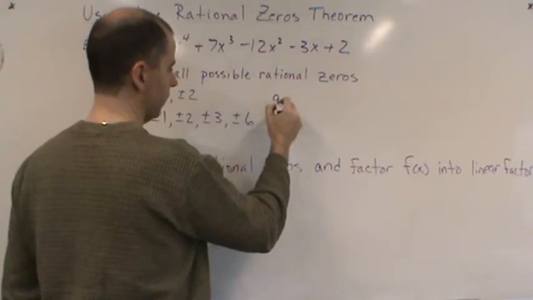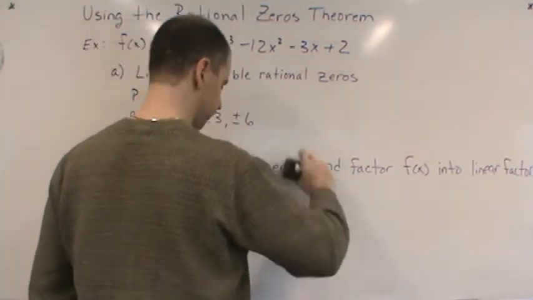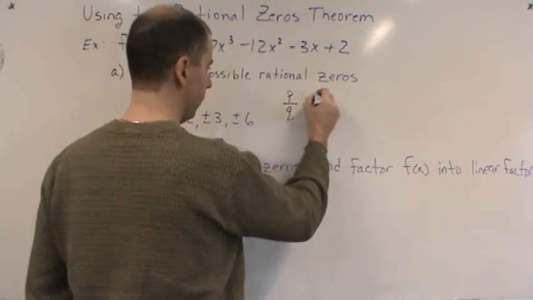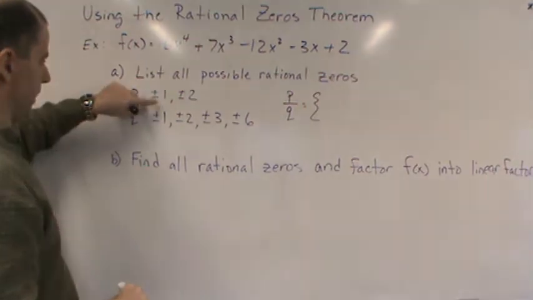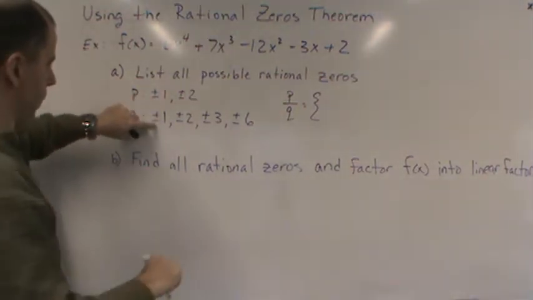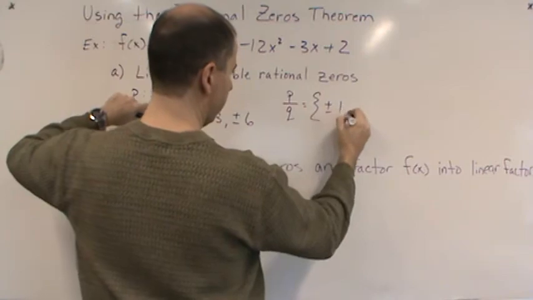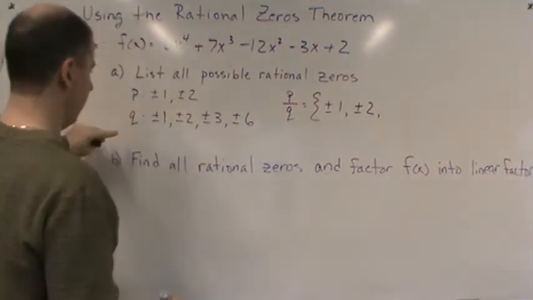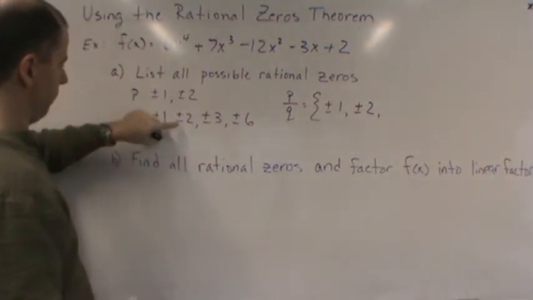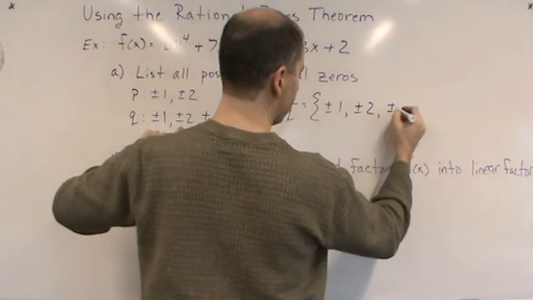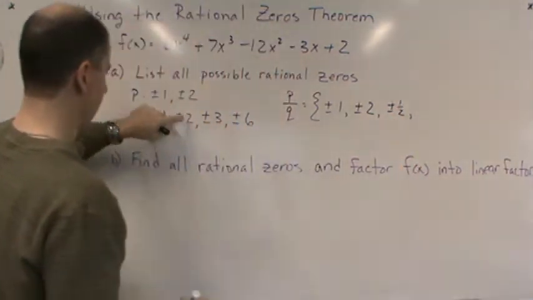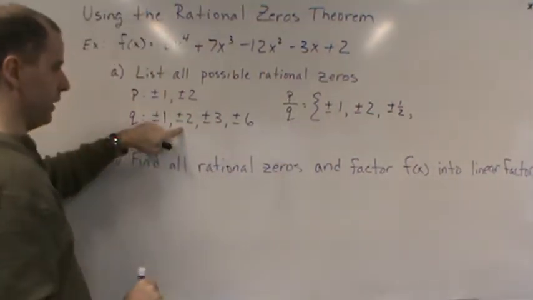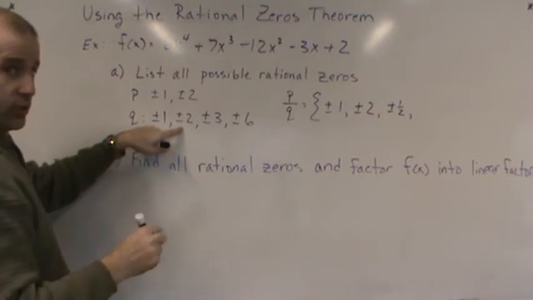So p over q is then going to be in the set. I'm going to take 1 divided by 1, so that'll give me plus or minus 1, and then 2 divided by 1 is going to be plus or minus 2. Now I'm going to go to the next one. 1 divided by 2 is going to be plus or minus 1/2. 2 divided by 2, well that's going to be 1. I've already got 1, so I don't have to do that again. Any duplicates we just skip.